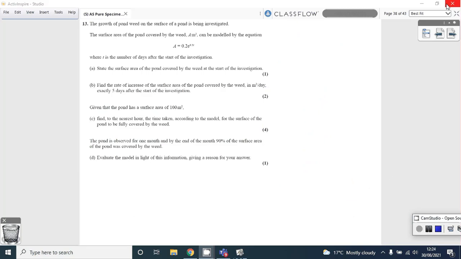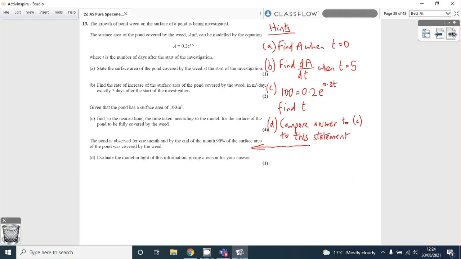Question 13. So, for part A, state the surface area of the pond covered by the weed at the start of the investigation. So, at the start of the investigation is when t equals 0. So, just substitute t being 0 into the equation to work out what A is. Now, for part B, we're talking about the rate of increase. So, you need to differentiate the equation with respect to t. So, find dA/dt. And then we need to work out after exactly 5 days, so substitute in when t equals 5.